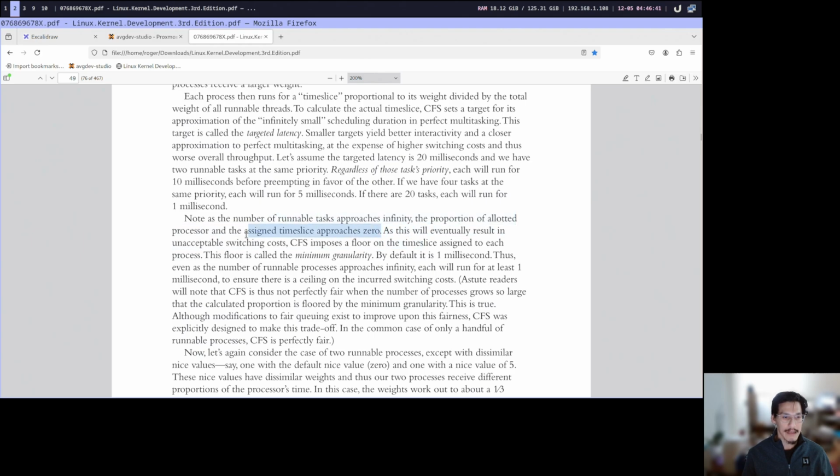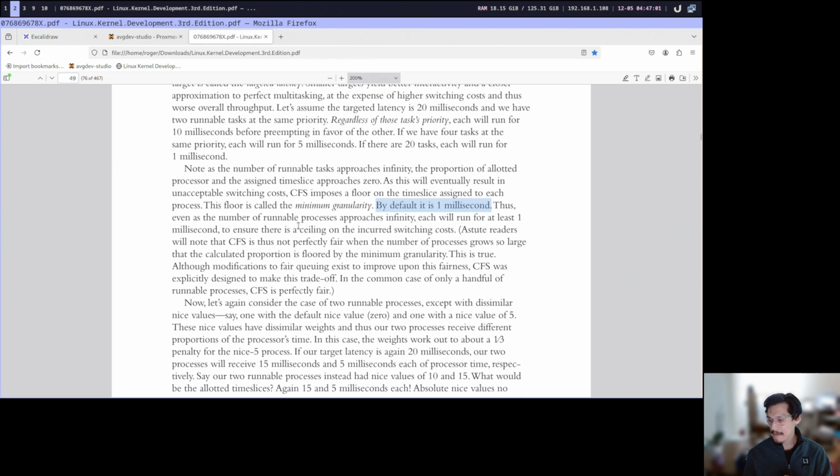As this will eventually result in unacceptable switching costs, CFS imposes a floor on the time slice assigned to each process. This floor is called the minimum granularity. By default, it is 1 millisecond. So that's the smallest it can go for the targeted latency, right? If you're a process running within that targeted latency, the smallest amount of time you can get is 1 millisecond. That's like the worst you can do in this case. Thus, even as the number of runnable processes approaches infinity, each will run for at least 1 millisecond to ensure there is a ceiling on the incurred switching cost.